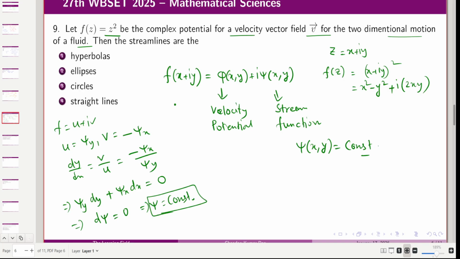So here, what is the psi? This is 2xy. That means 2xy equal to constant, that means xy equal to constant. And we all know that xy equal to constant is the equation of a rectangular hyperbola.